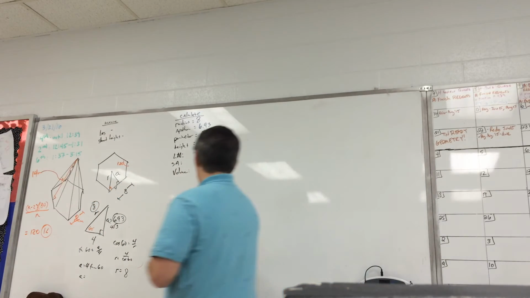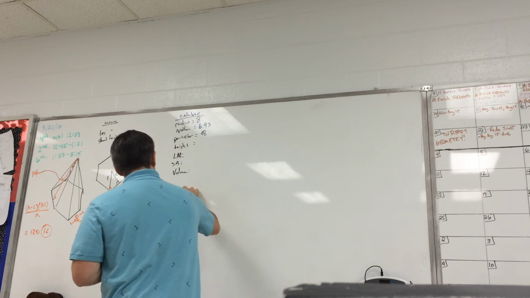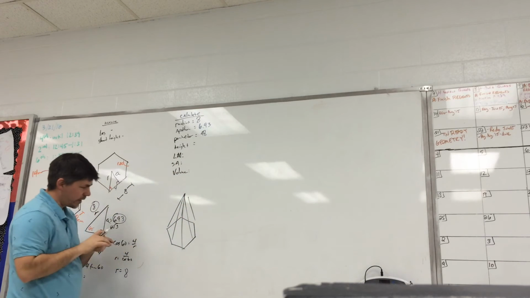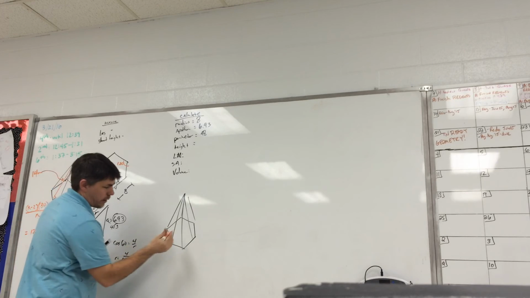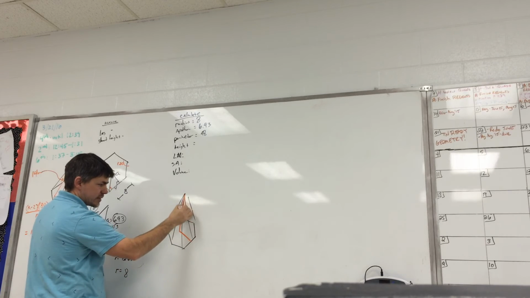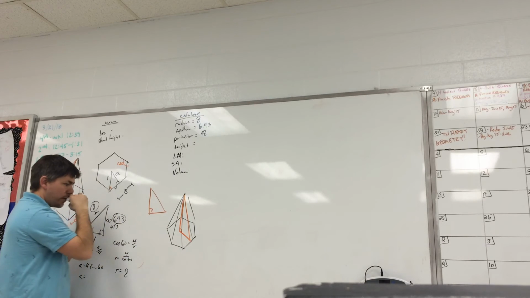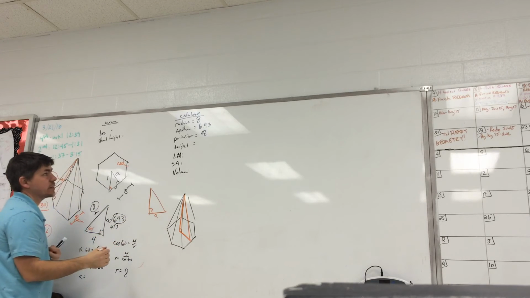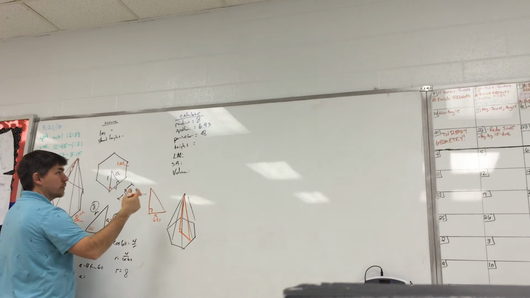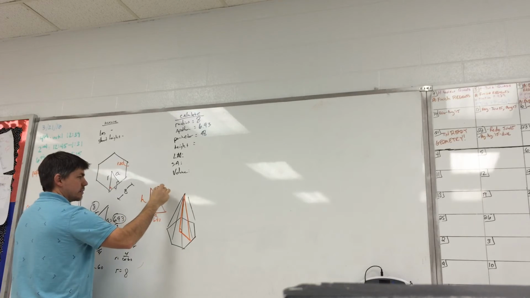The height. Let me draw it one more time. 1, 2, 3, 4, 5, 6. How in the world do I calculate the height? Well, the apothem, the height, and the slant height all combine to make a right triangle. What do I know of this? I know the apothem, which is 6.93. I know the slant height, which is 14 centimeters. So I am looking for the actual height.